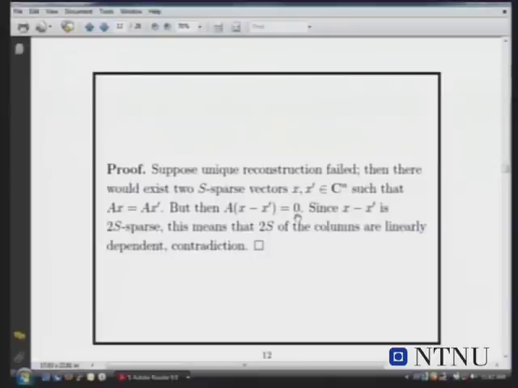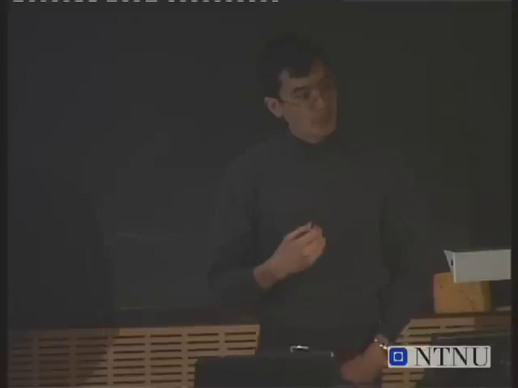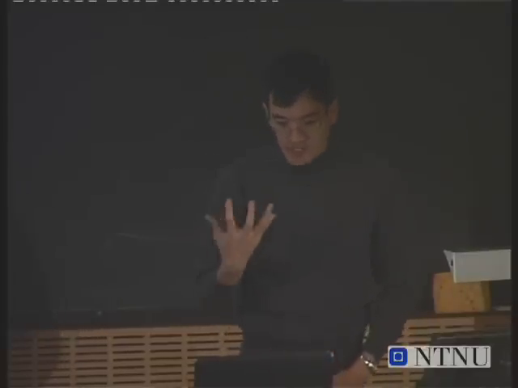So if you have two s-sparse signals and you measure them both and they give you the same result, then what you do is that you subtract them from each other, and then because A is linear, that means that A(x minus x prime) is zero. But x is s-sparse, x prime is s-sparse, so x minus x prime is 2s-sparse. It only has 2s non-zero elements. And if you do the linear algebra, saying that A(x minus x prime) is 0 is saying that the 2s columns for which these coefficients are non-zero have some linear relation between them. And that contradicts the assumption. So as long as you have linear independence of a sparse set of columns, you can do compressed sensing.